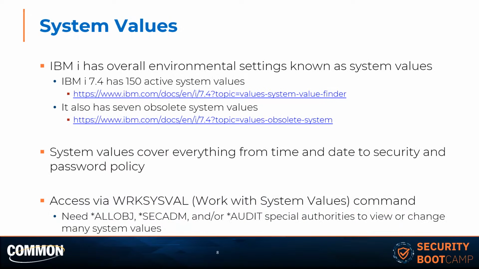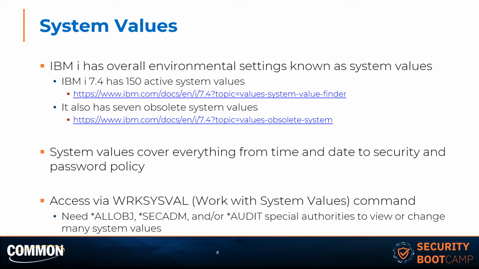The bulk of this presentation will be talking about many of the system values that are available on the IBM i system. System values provide overall environmental settings to your IBM i. At version 7.4, there's currently 150 active system values. In addition to this, there are 7 system values that are obsolete from prior releases of the system and no longer have influence over the system.